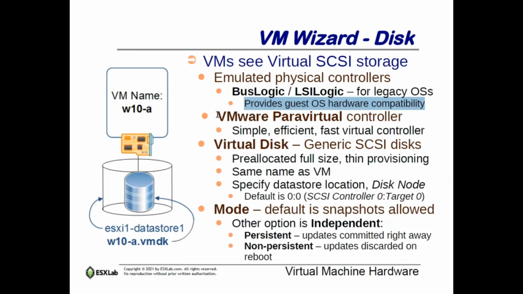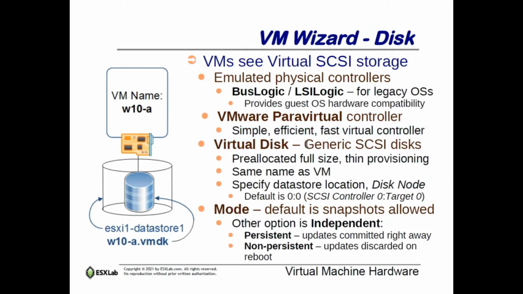Now VMware has a better choice, the VMware Paravirtual Controller. This is a virtual SCSI host bus adapter that has no physical counterpart, and VMware engineers designed it to be simple, efficient, and capable of doing IOs at the highest possible rate. So what I need is a virtual SCSI controller and then one or more virtual SCSI disks.